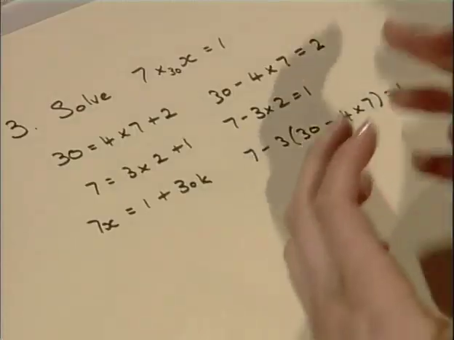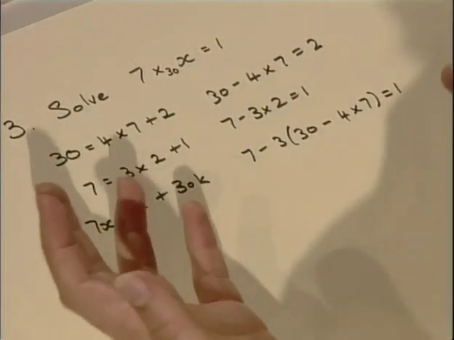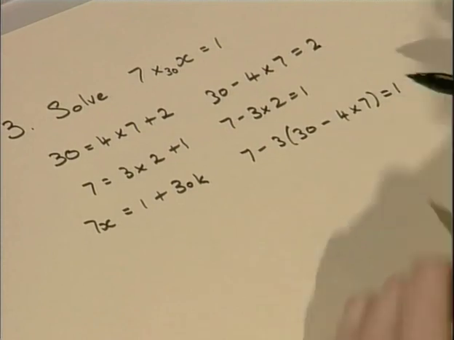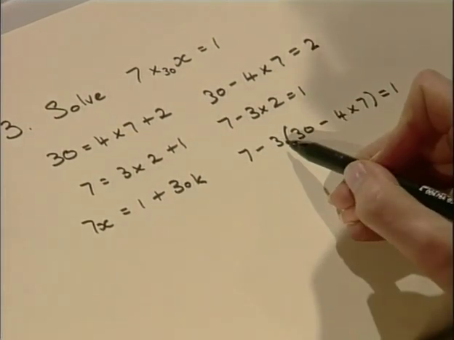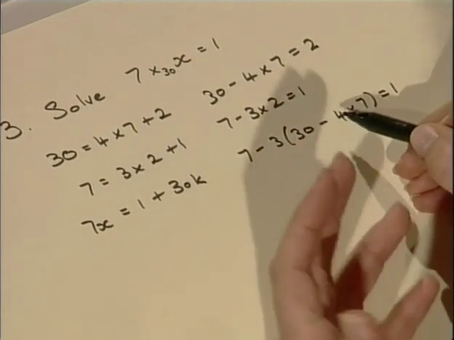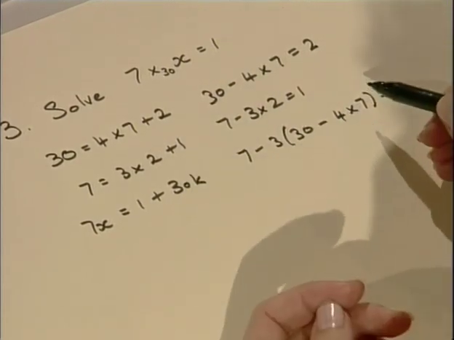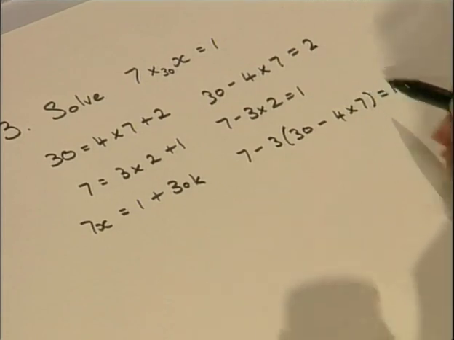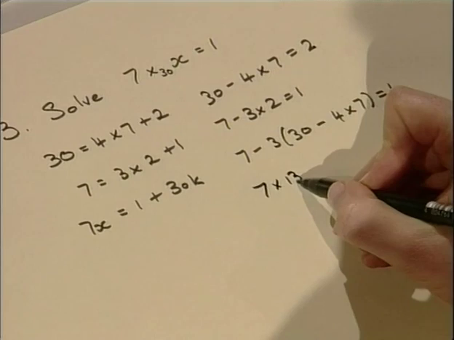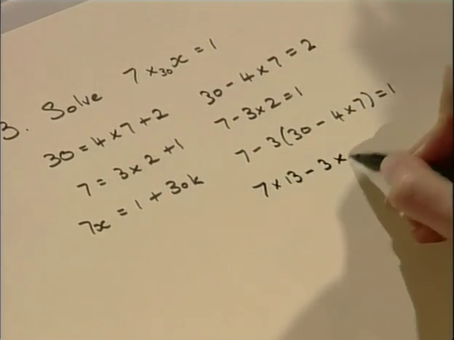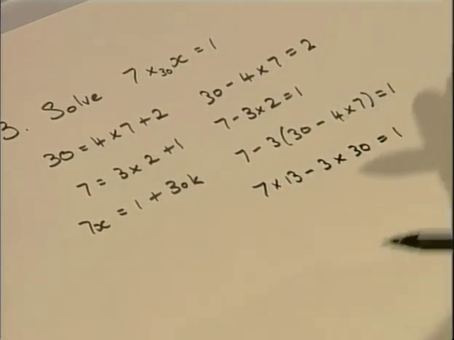So I'm going to multiply out some of these brackets, but not all of it, because if I did that, I'd just end up with 1 equals 1. So gathering together the 7 terms, well, I've got negative 3 multiplied by negative 4. That gives me plus 12 multiplied by 7. So that's 12 sevens, plus another 7. So that's 7 times 13 minus 3 times 30, and that all equals 1.